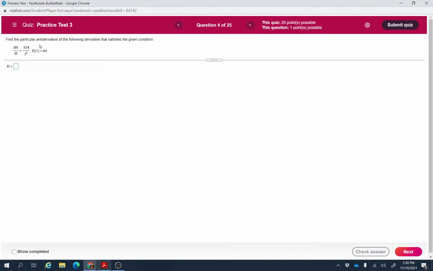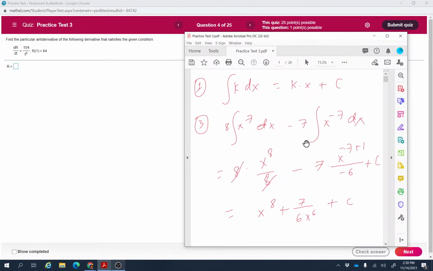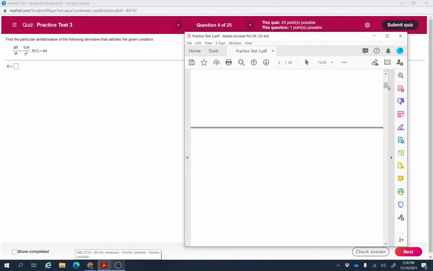Here we have been given the derivative of the function r, and we also have been given that the value of r at 1 is 44. We want to find the particular antiderivative, meaning we want to find the integration of this equation, and that gives us the value of r, but we don't want r in terms of the general constant c. So we want to find the value of the constant. In this problem number 4, r is actually the integration of dr over dt with respect to t.